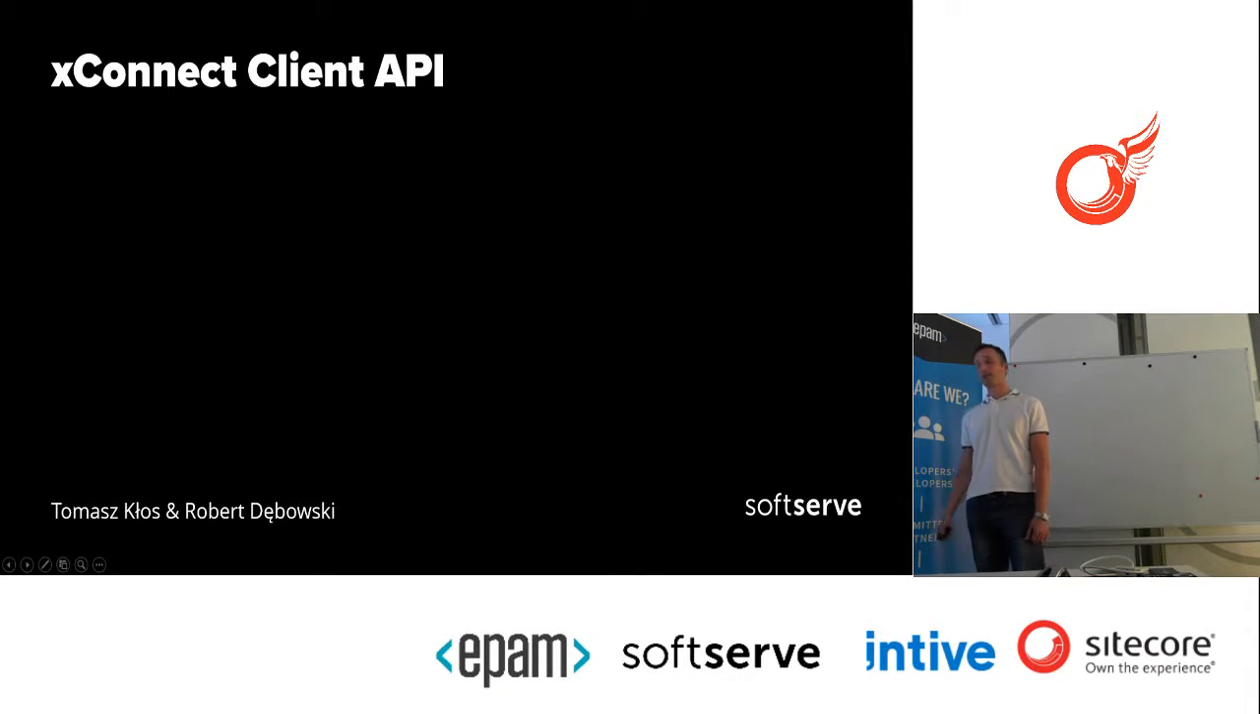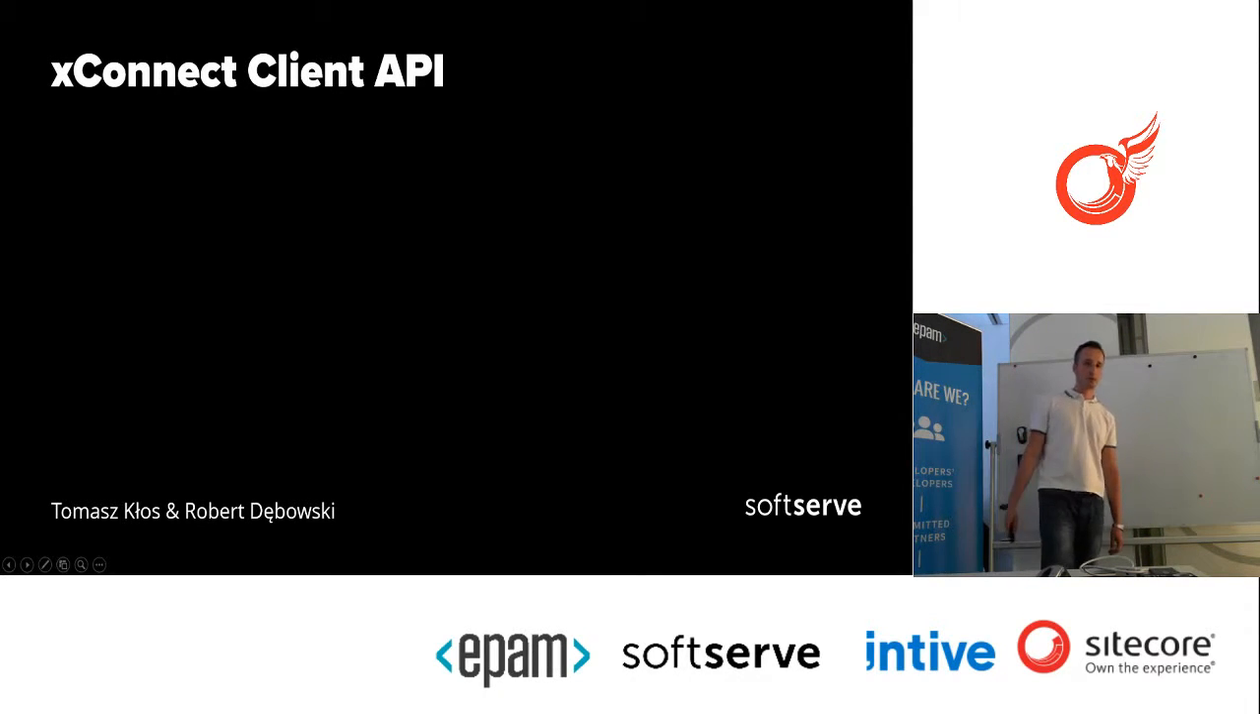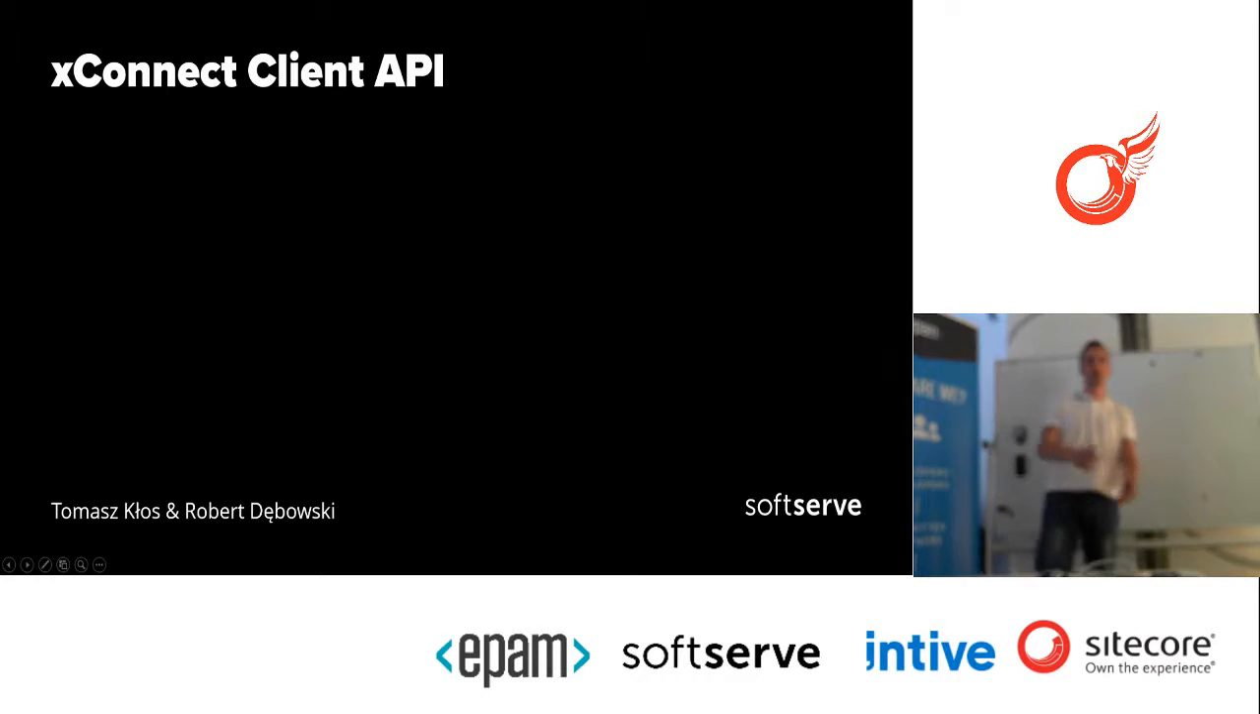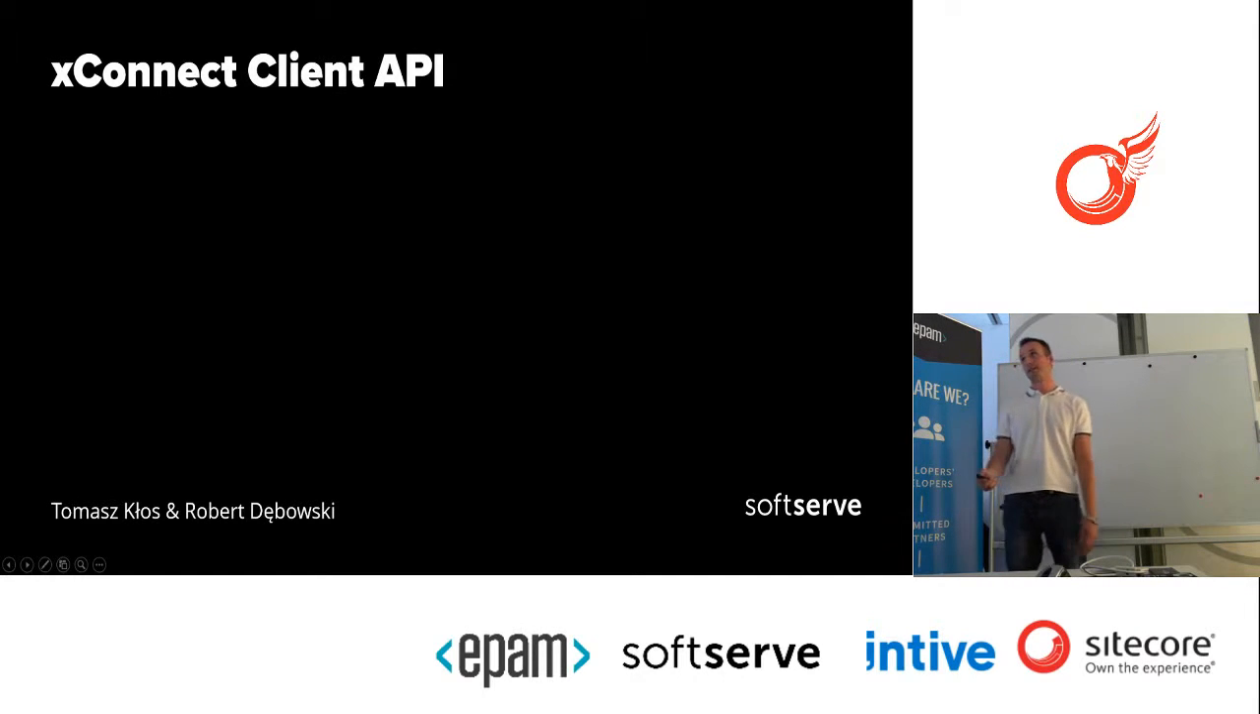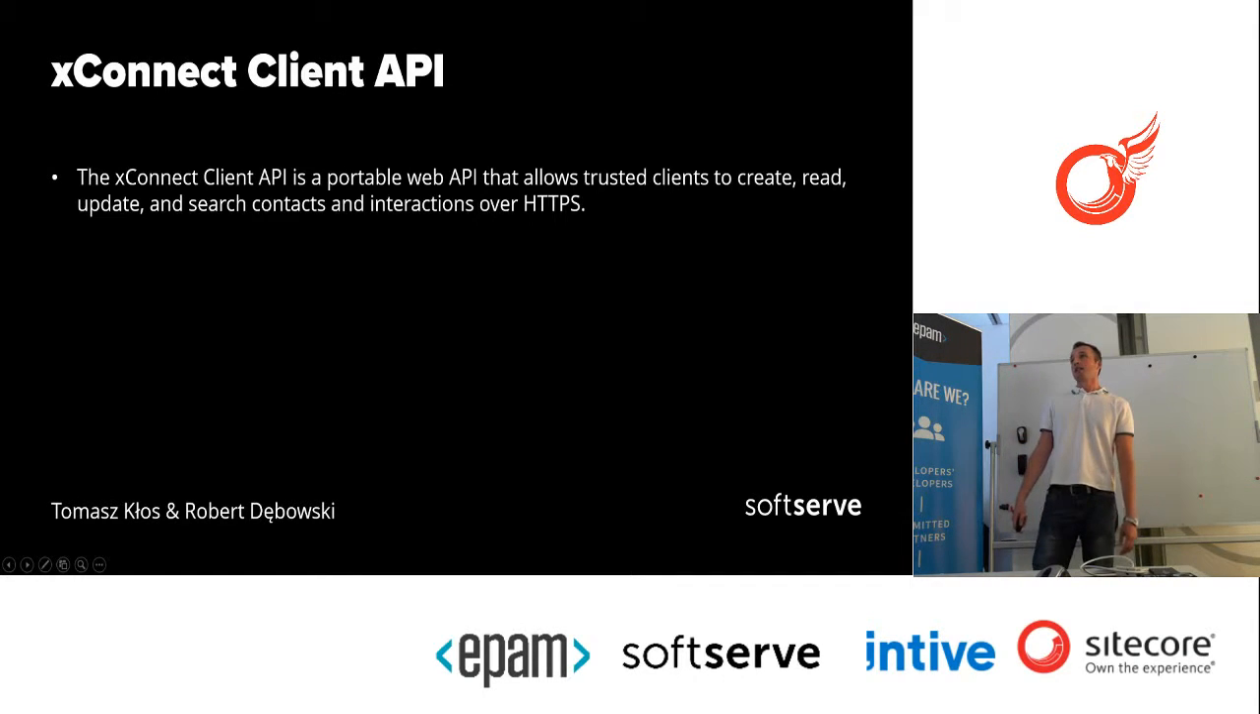The eXtremeConnect client API. This is the part most often used by developers, because this is the part that you just put into the code. Yeah, so you are opening some classes and doing some really fancy stuff. The eXtremeConnect client API is a portable web API that allows trusted clients to create, read, update, and search over HTTPS. Exactly.